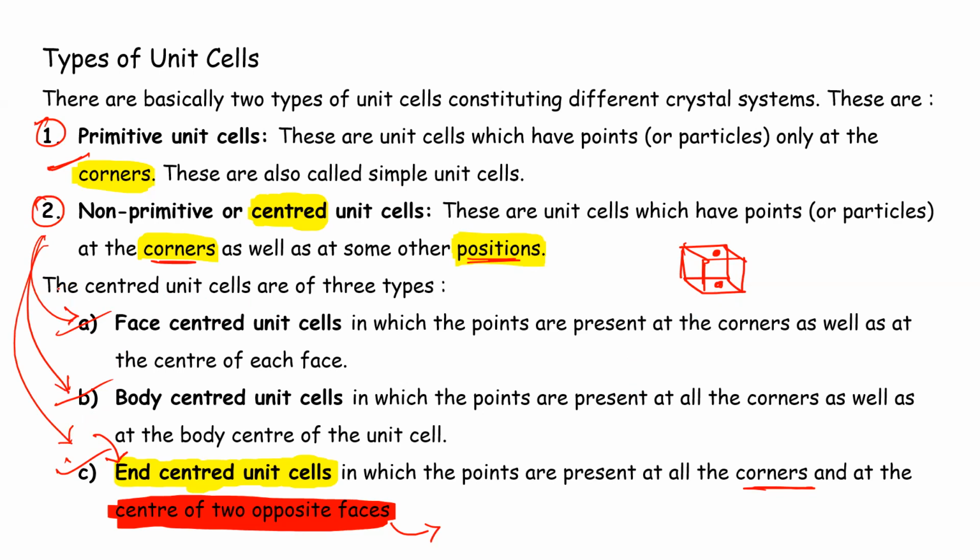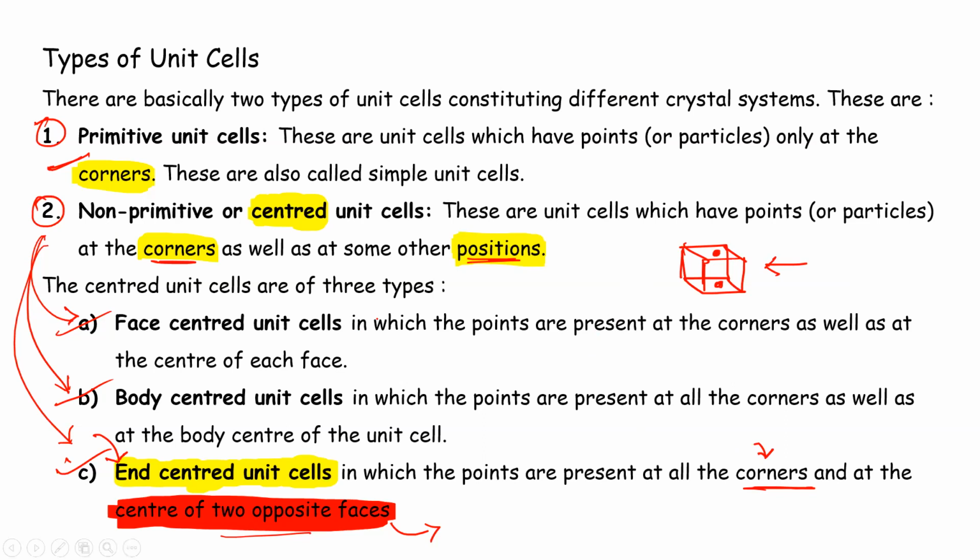Sir, can you explain end centered again? You can see this one, end centered. In end centered, you will have atoms at all the corners, and the center of two opposite faces. So what will be the opposite face for the ceiling? Floor, right? You will have one atom in the ceiling, one atom in the floor.